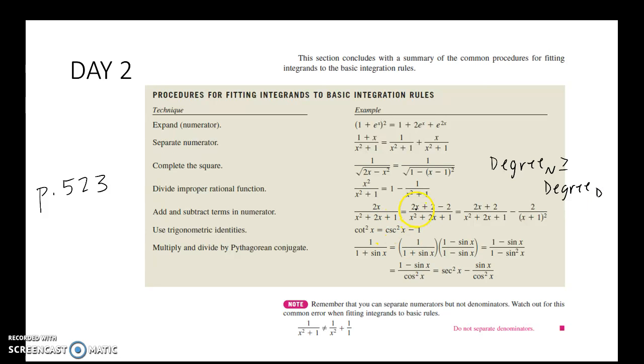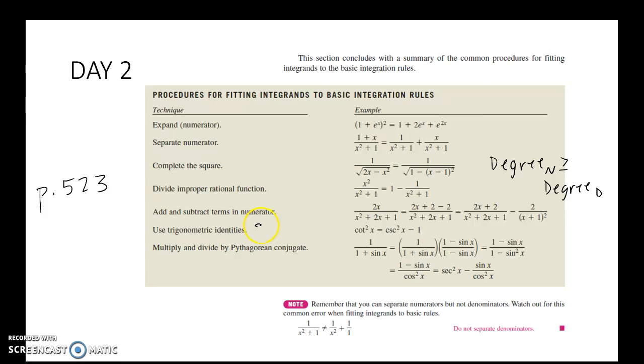Adding and subtracting terms in the numerator. I'll do one of these today. Okay, I needed to add 2 to get this to work. Well, I can add 2 as long as I maintain balance by subtracting that 2 as well. And that's exactly what a u substitution is. We introduce numbers all the time as long as we keep balance on the integral.